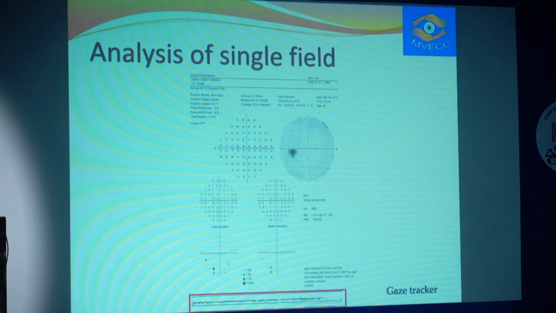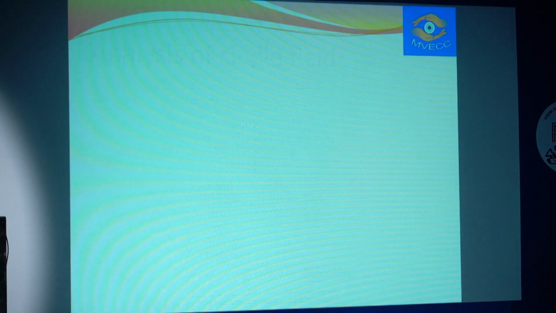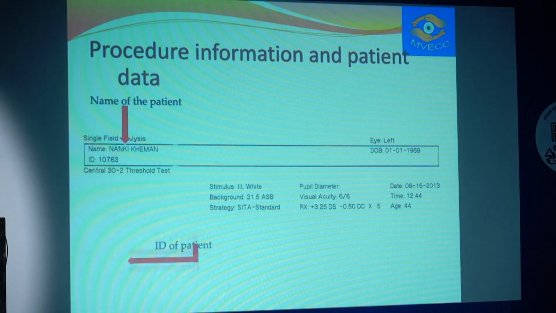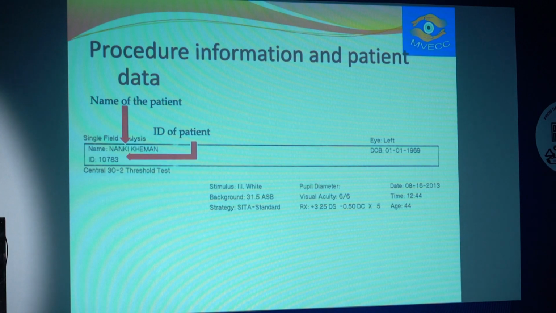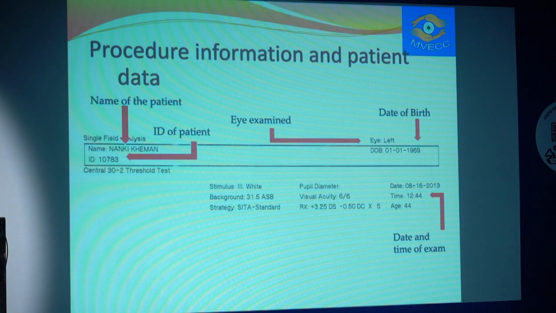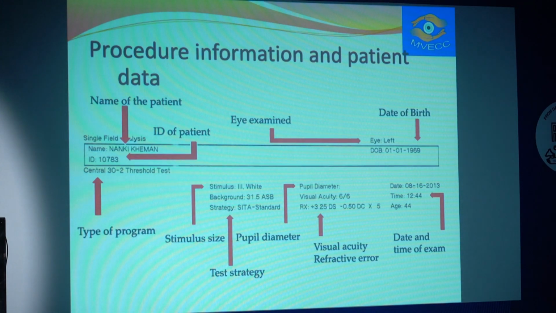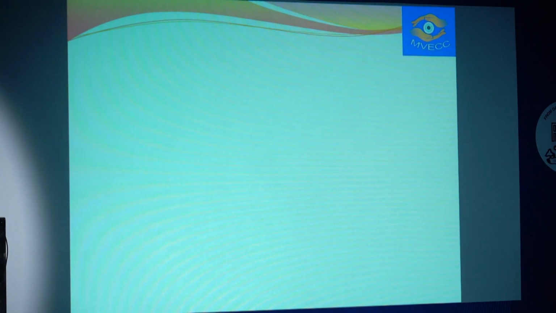So first we'll talk about the Humphrey, and then we'll talk in short about the Octopus. What this gives us is the name of the patient, because there could be various patients. The ID of the patient, because sometimes there could be two patients with the same name in your OPD. The eye to be examined, left or right eye, and the date of birth, because the data is compared to the age matched normals. The date of the exam, because the patient can have various visual fields. The visual acuity and refractive error to be properly placed, the pupil diameter, the test strategy, because we can compare standard with standard better, the stimulus size, the type of program. This all is given in the upper part of the visual field printout.